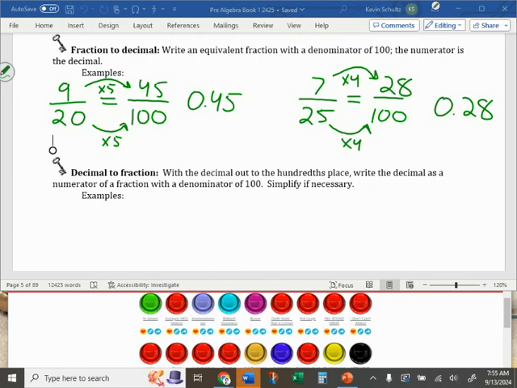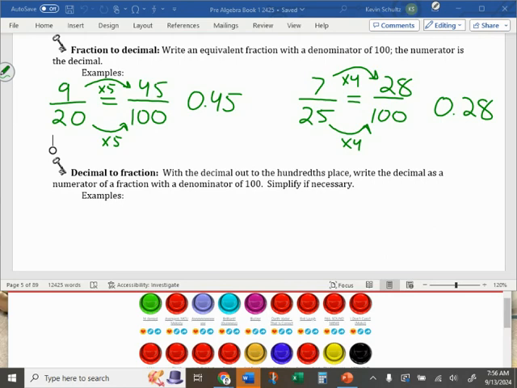Questions on that? Is this review from last year? Yeah. Should be a little bit. And finally, decimals to fractions. Write the decimal out to the hundredths place. Write the decimal as a numerator of a fraction with a denominator of 100 and simplify.